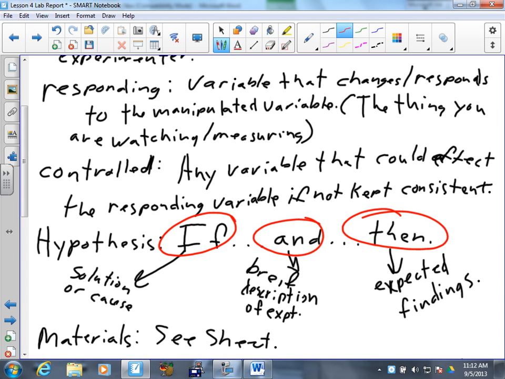It could be like if I was testing the effect of caffeine on learning ability, right? And I say if caffeine stimulates the brain, and half of a class is given caffeine, the other half is not, then the half of the class receiving the caffeine will do better on the quiz. All right. I mean, that would be a hypothesis. It's not a very good hypothesis, but it's a hypothesis.